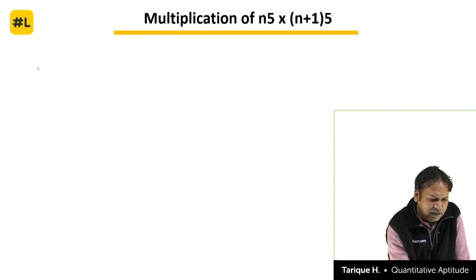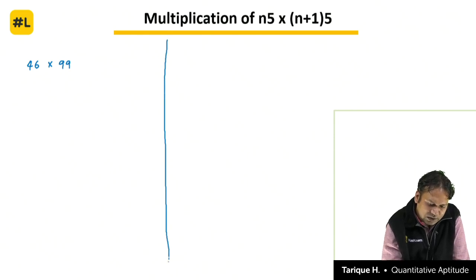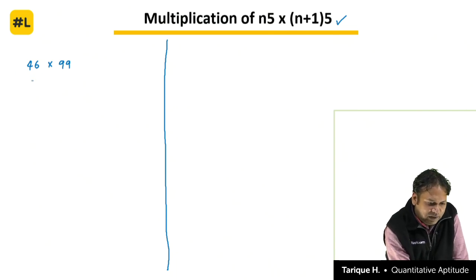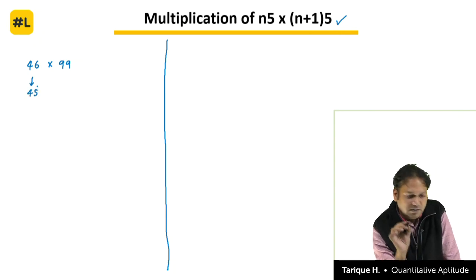Vishaka is asking to repeat again. So let's see, 46 into 99. I'll just take 3 examples and then I will teach you the other technique, multiplication of n5. That's a very simple technique, nothing to worry about. 46 into 99, please see Vishaka, 46 will become how much? 45. Subtract by 1. Listen to my words.